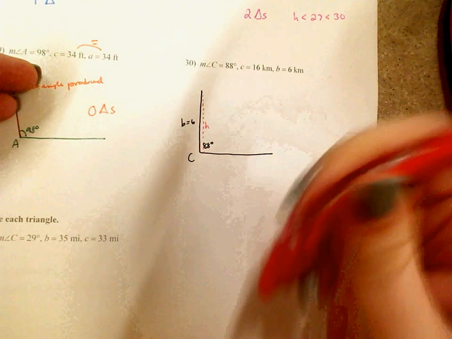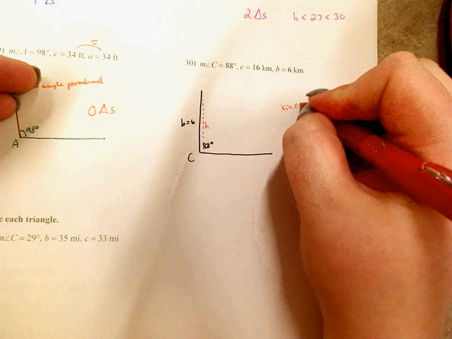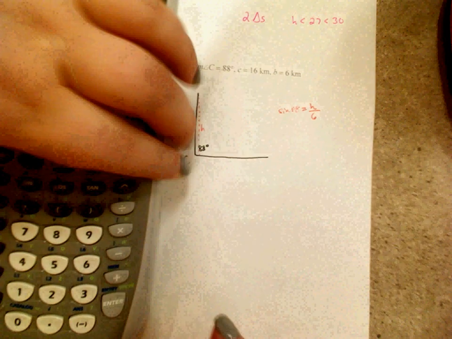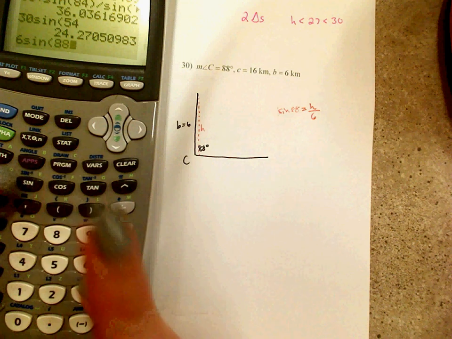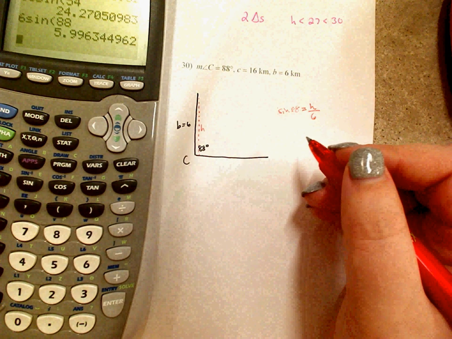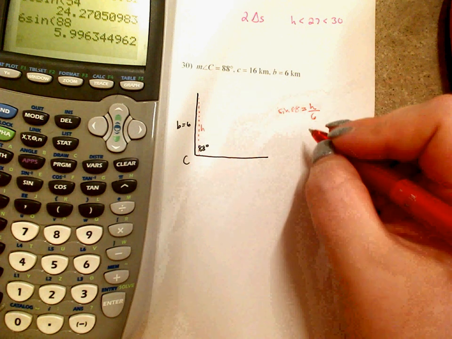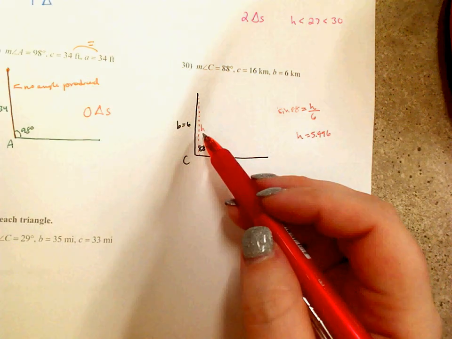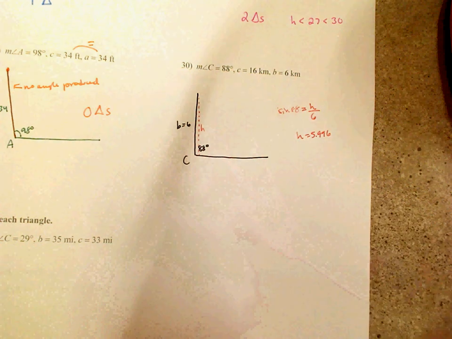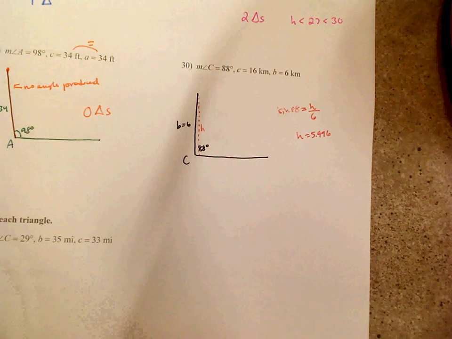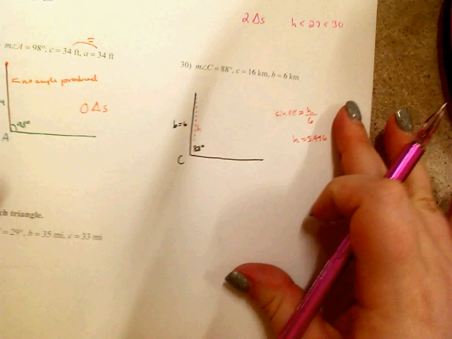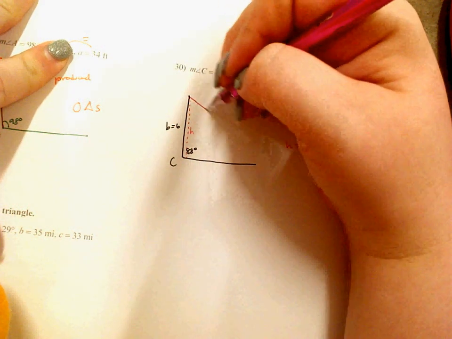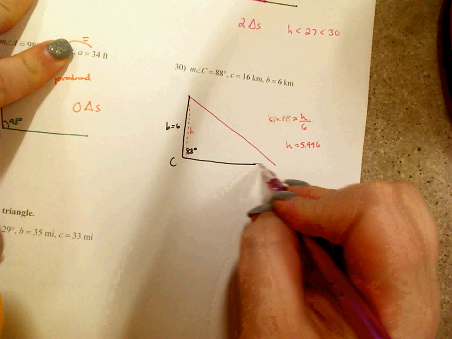Sine of 88 equals height over 6. 6 times sine of 88 is 5.996, so my height is 5.996, which makes sense because it's going to be really close to that, seeing how they're basically the same length already. Then they're saying side C is 16. Well, 16 is 10 units longer than that one, so side C would be somewhere over here, meaning it would be able to create one triangle.